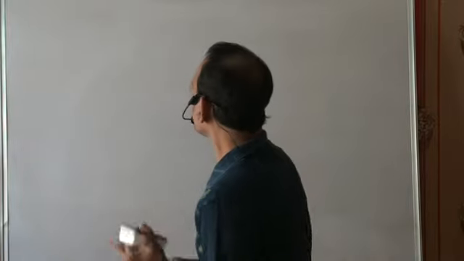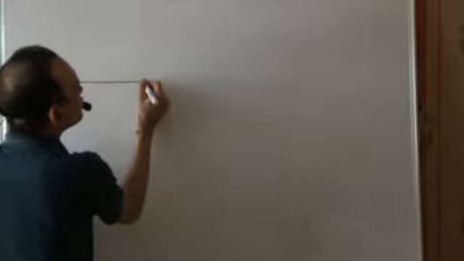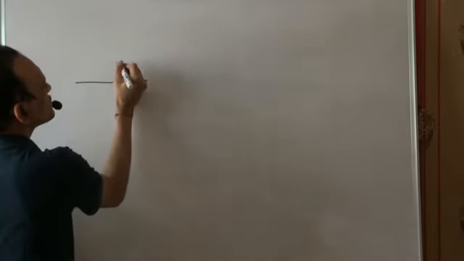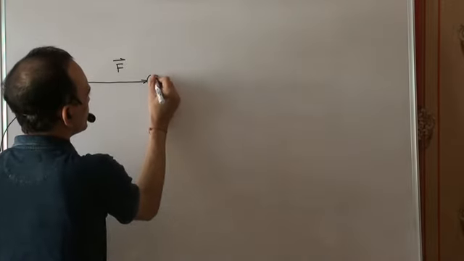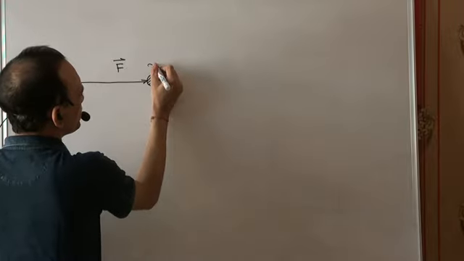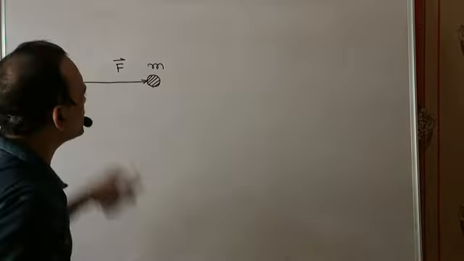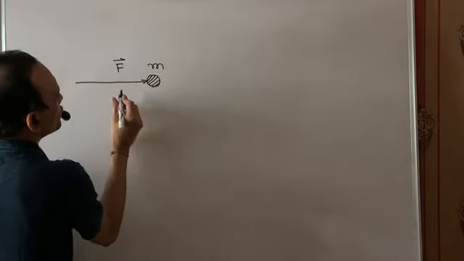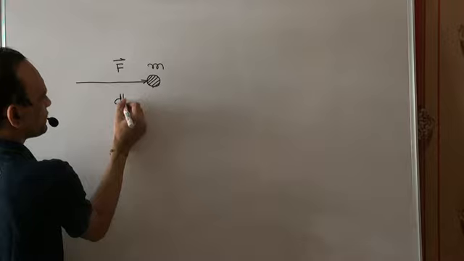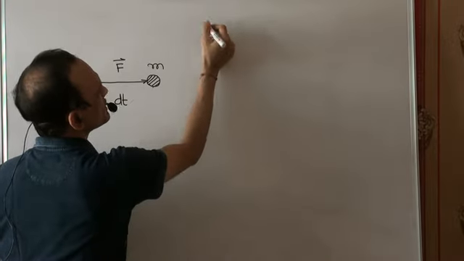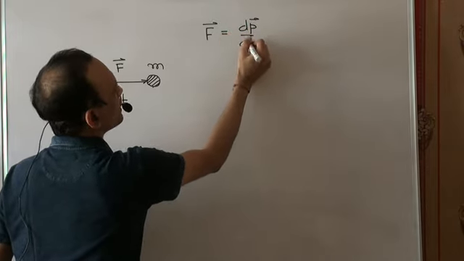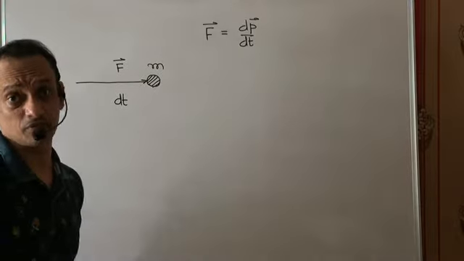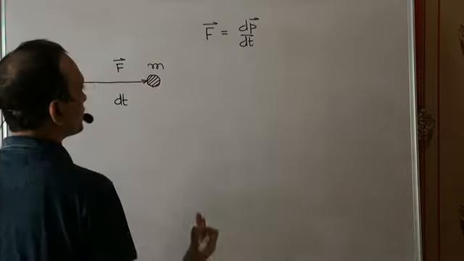So essentially, we must give it a certain name. When there is a very large force F acting for a very short time, let's say there's a particle of mass m, and on this a very large force acted for a very short time dt, then Newton's second law tells us that this F is the rate of change of linear momentum of the particle, P is the linear momentum of the particle.